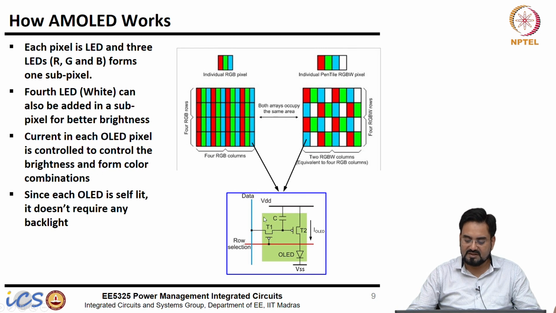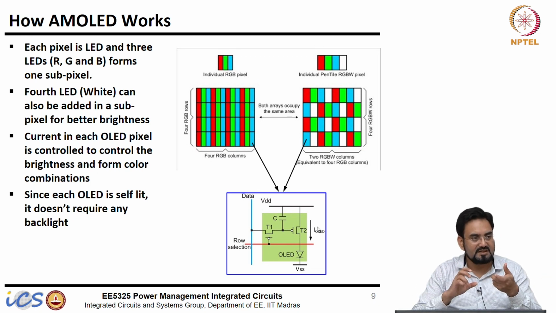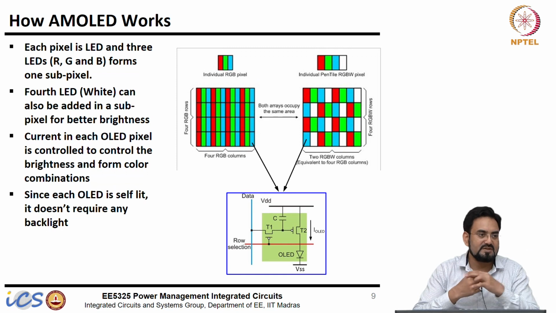So the same way you have data and row, and data is again the voltage you are applying to the gate, and this voltage will determine how much current is flowing into this LED. Based on the current you apply into this LED, your brightness can change, and you can achieve different brightness simply by controlling this current. Just like in the case of LCD, the orientation was changing depending on the voltage you apply, and you get different brightness or intensity. Here, in order to get different brightness, you change the current.